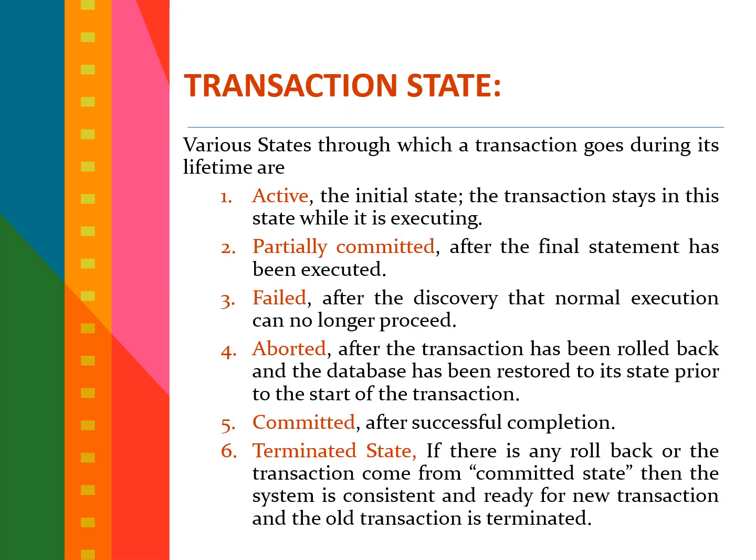Now let's discuss the transaction states in DBMS. These are the states through which a transaction goes during its lifetime, and these states tell about the current state of the transaction. There are different types of transaction states, like the active state, which is the initial state. When the instructions of the transaction are running, the transaction is in the active state. The transaction stays in this state while it is running or executing.